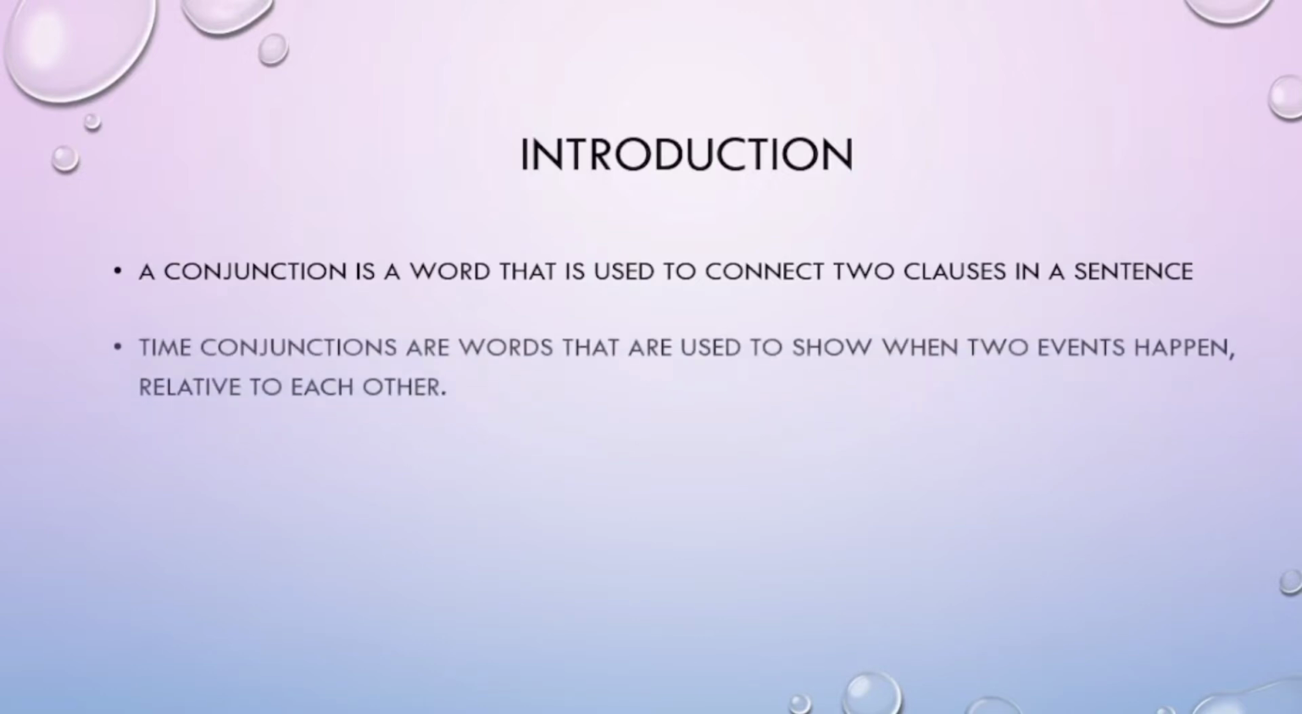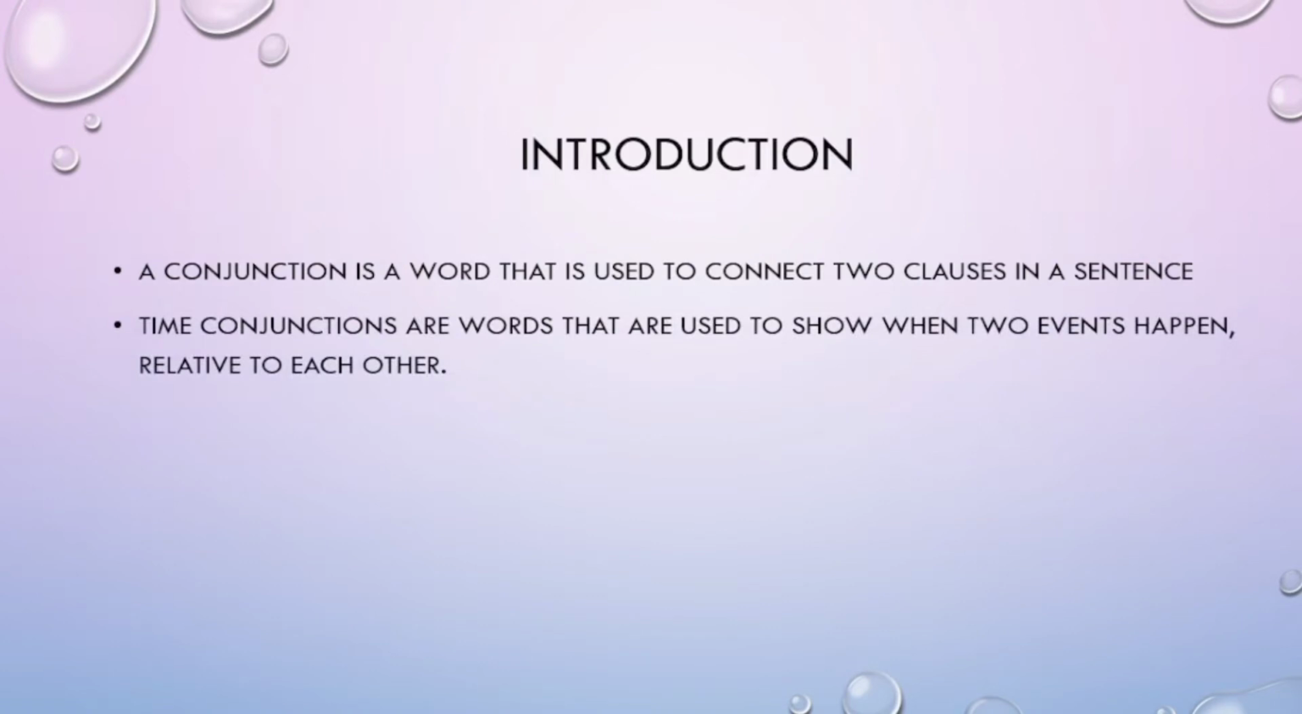Now, what are time conjunctions? Time conjunctions are words that are used to show when two events happen relative to each other. This is very important, relative to each other. So there are two events happening. A time conjunction word will show you when the two events are happening. Are they happening at the same time? Are they happening at different intervals? That is what a time conjunction word will tell you.